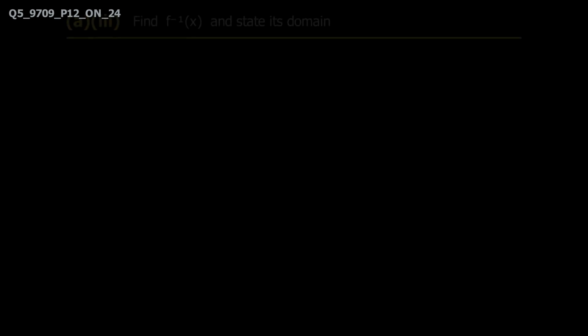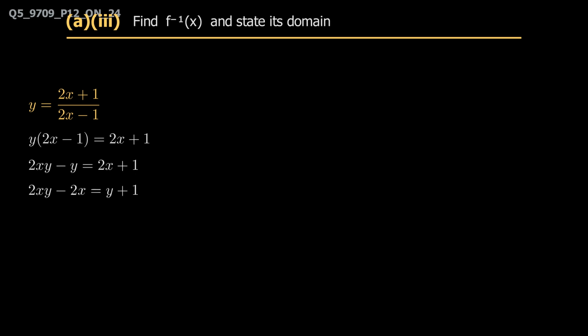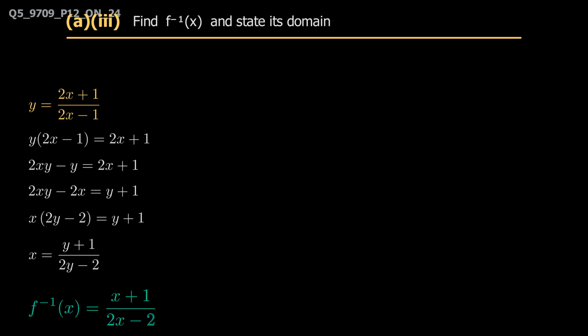Part A, Part 3. Find f inverse and its domain. Swap roles. Let y be the output and solve for x. Rearrange the algebra step by step. Swap x and y to write f inverse of x equals x plus 1 over 2x minus 2.